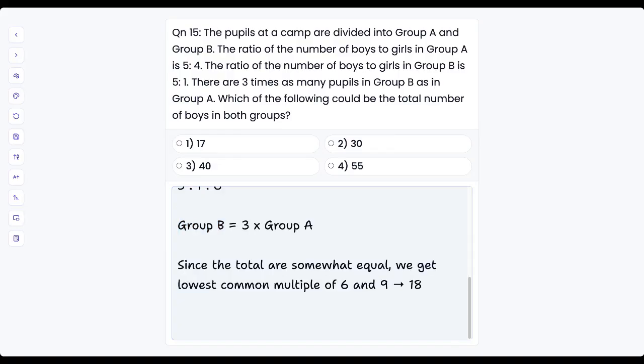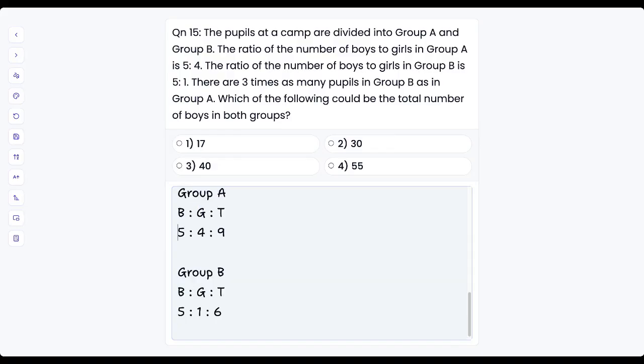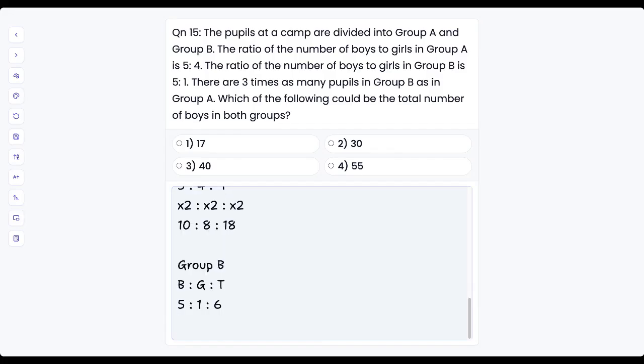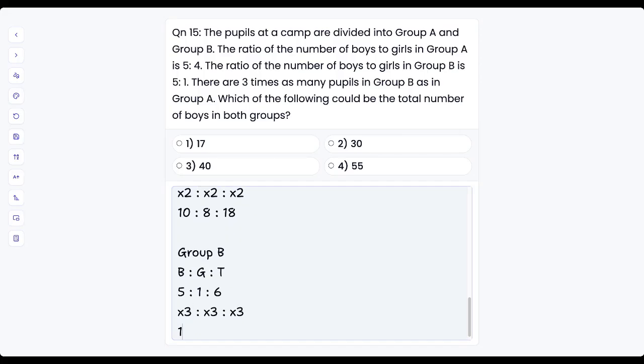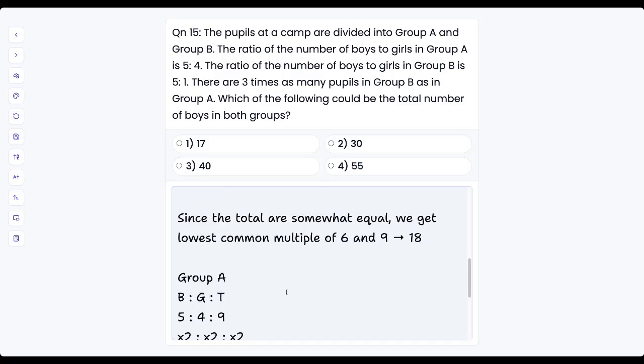Right, in this case. So over here, we will then have times 2 for each, right? Okay, I'll just put times 2, times 2, times 2. This will be 10 is to 8 is to 18, right? And then for this will be times 3. So I'm going to just copy this and paste this. Times 3, times 3, times 3, which is equal to 15 is to 3 is to 18.